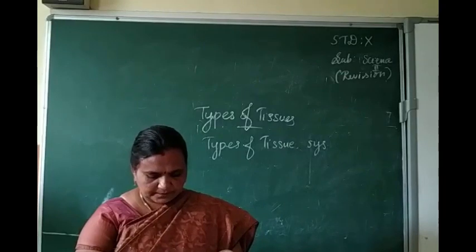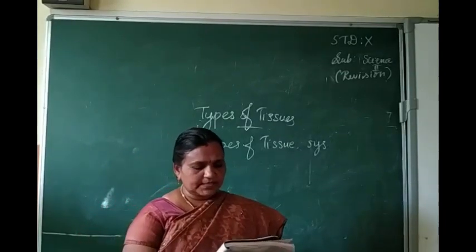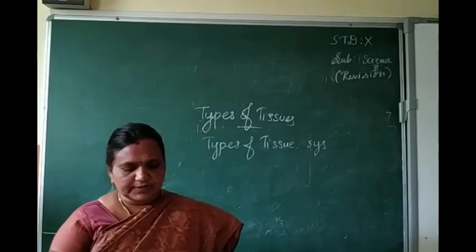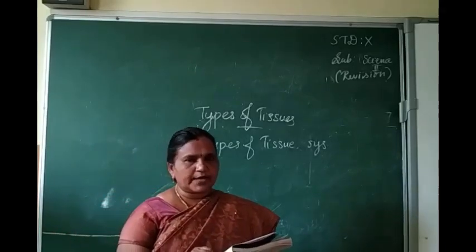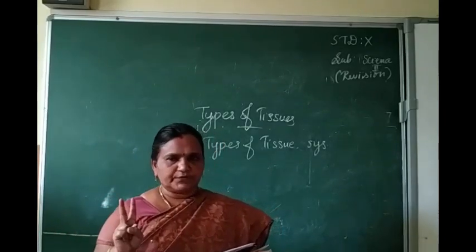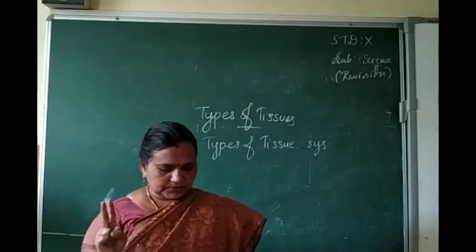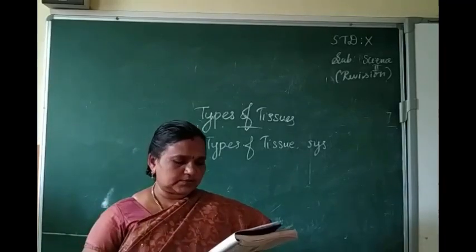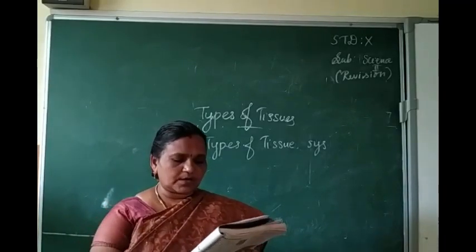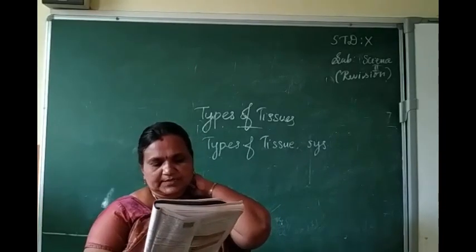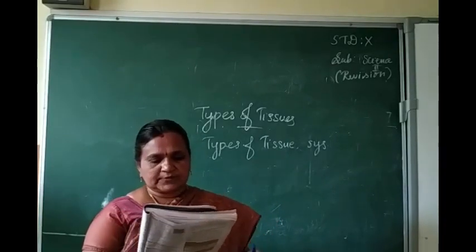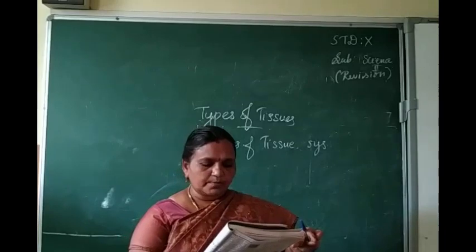Next, page number 180. What are the differences between a dicot leaf and a monocot leaf? Two differences are given. You have to study that also for the 2 mark question. Then plastids. What are plastids? What are the types of plastids? There are 3 types of plastids. First, you have to write a definition for plastids.